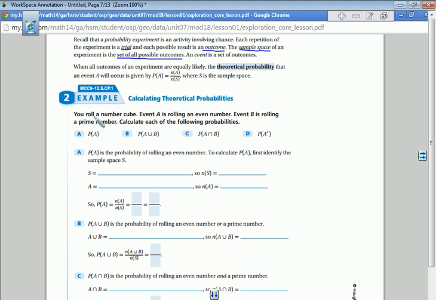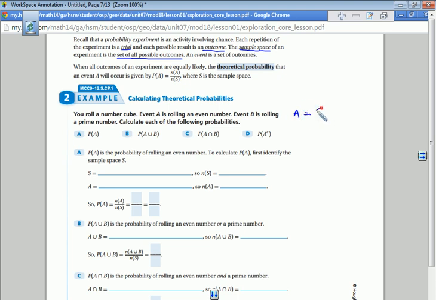Okay, so here we go. We're going to roll a number cube, and I'll call it a die, that way y'all don't want to gamble. Event A is rolling an even number. Event B is rolling a prime number. Calculate each of the following probabilities.